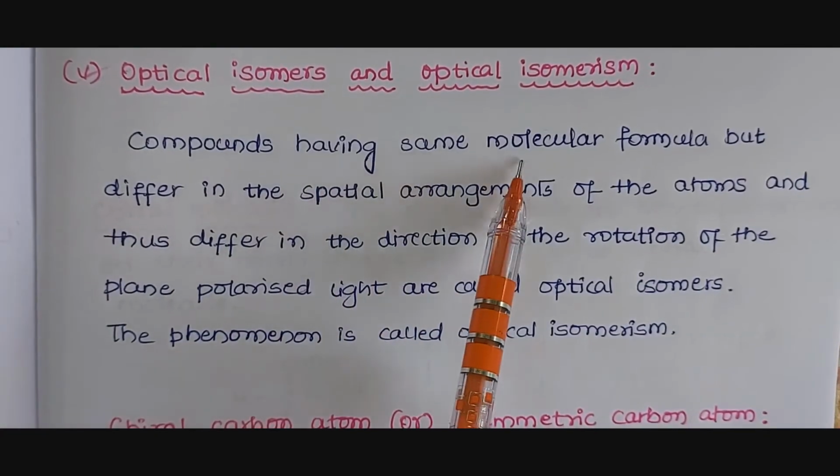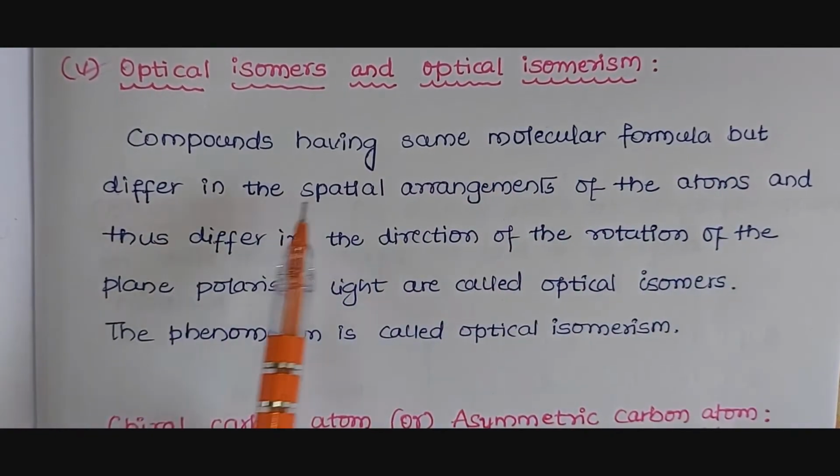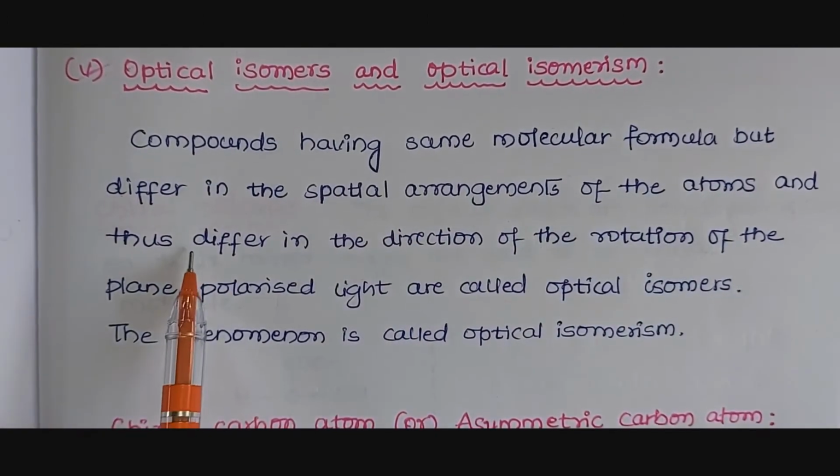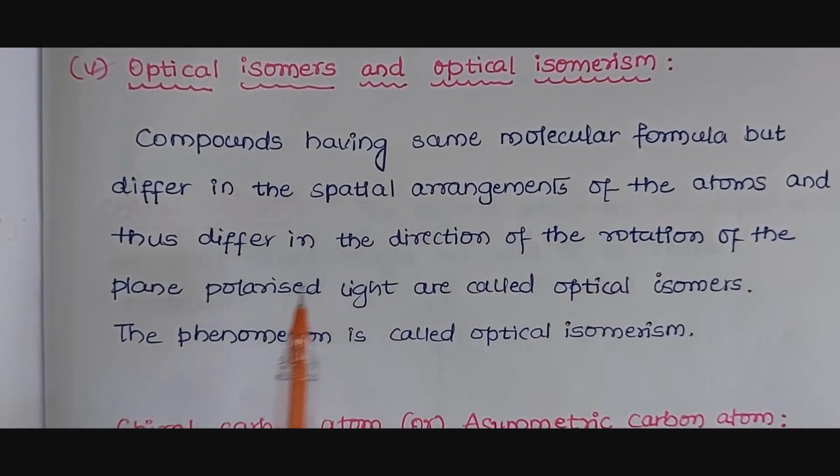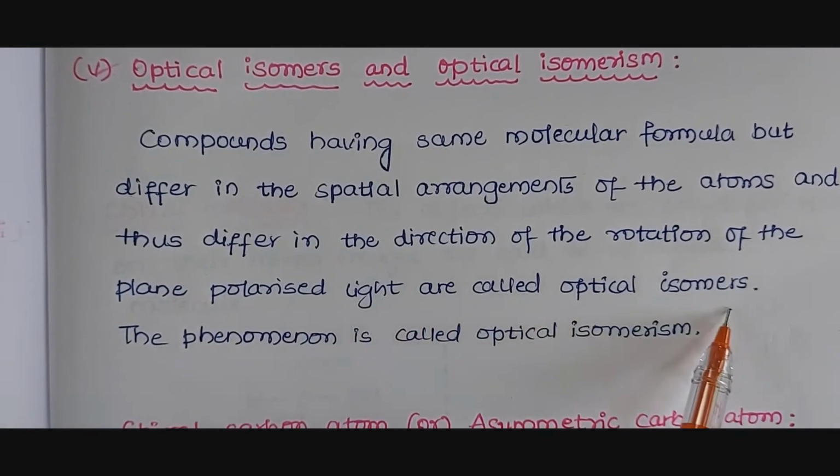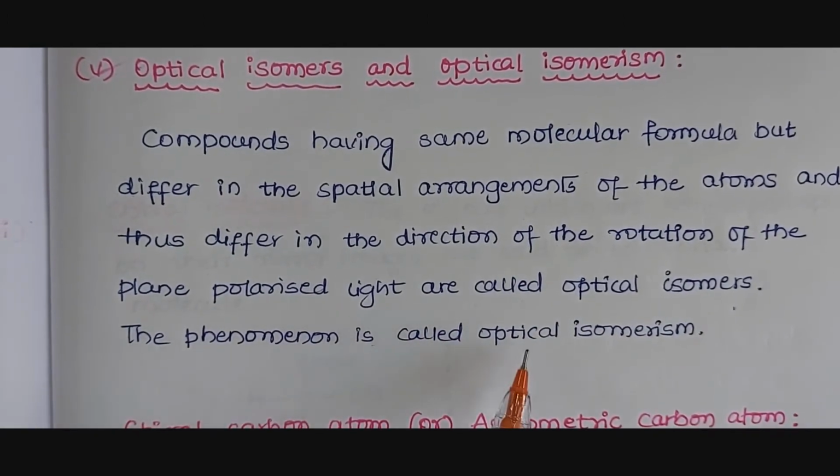Optical isomers: compounds having the same molecular formula but differing in the spatial arrangement of the atoms, and thus differing in the direction of the rotation of plane polarized light, are called optical isomers, and the phenomenon is called optical isomerism.